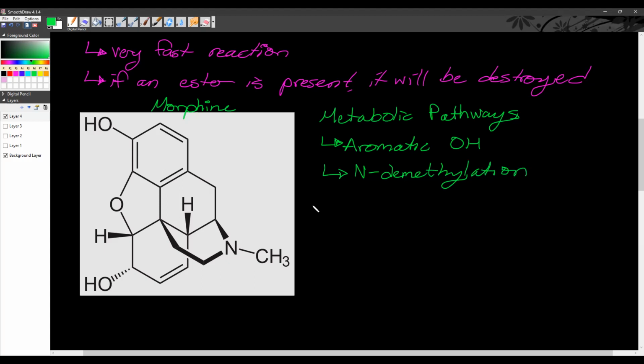One more. Straight to phase 2. Exactly. Direct phase 2. Why? Yes. Dealkylation is the general broad term for any kind of removal of a chain. Demethylation is just a type of dealkylation. Good question. So morphine is able to directly go through phase 2 metabolism.